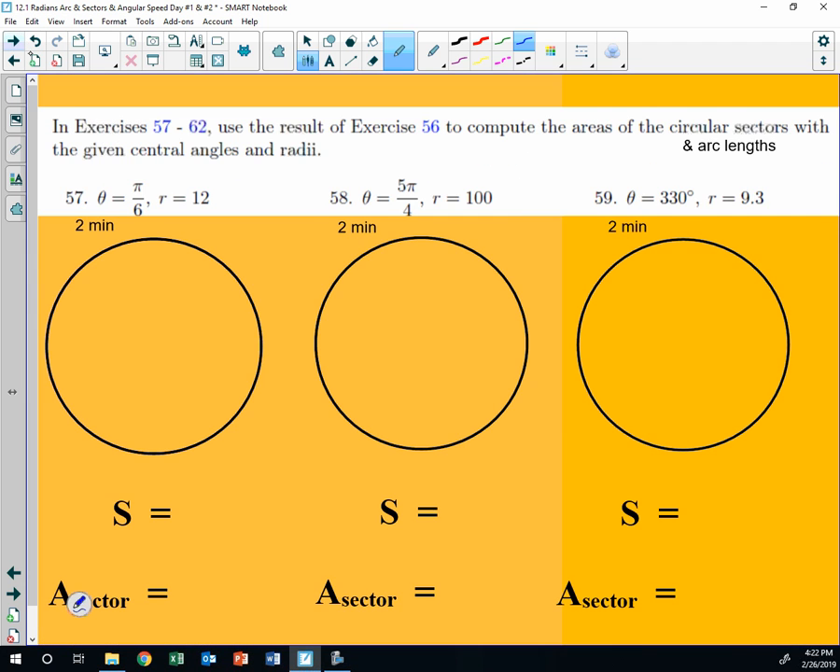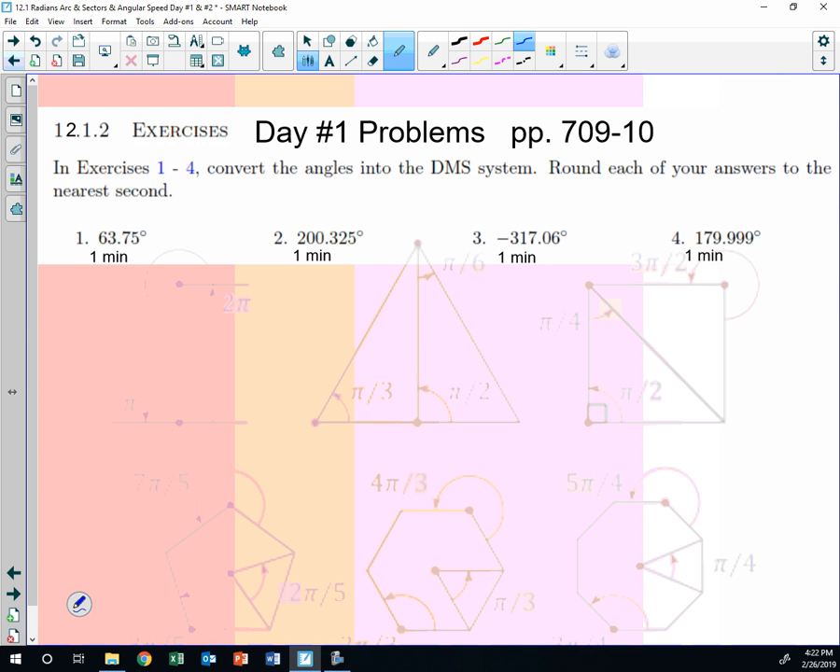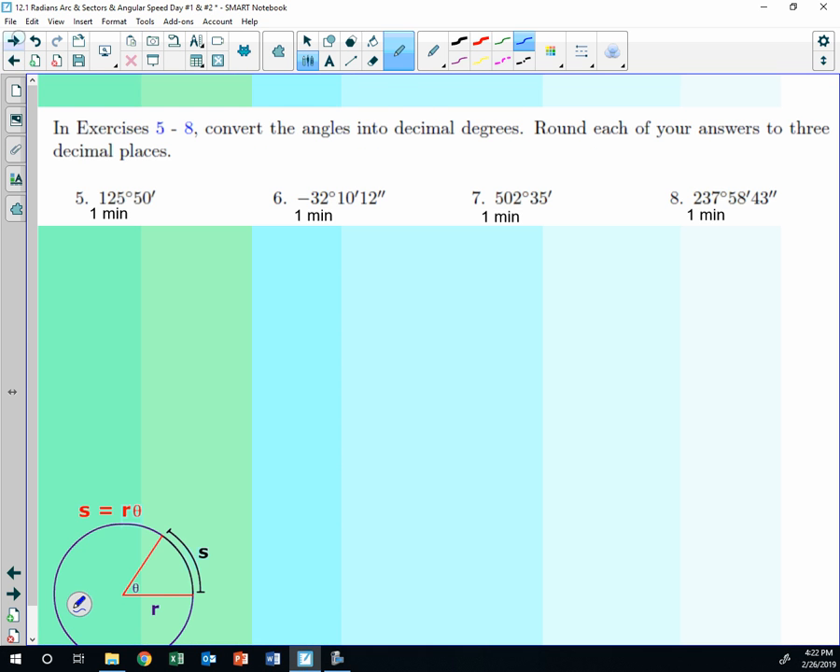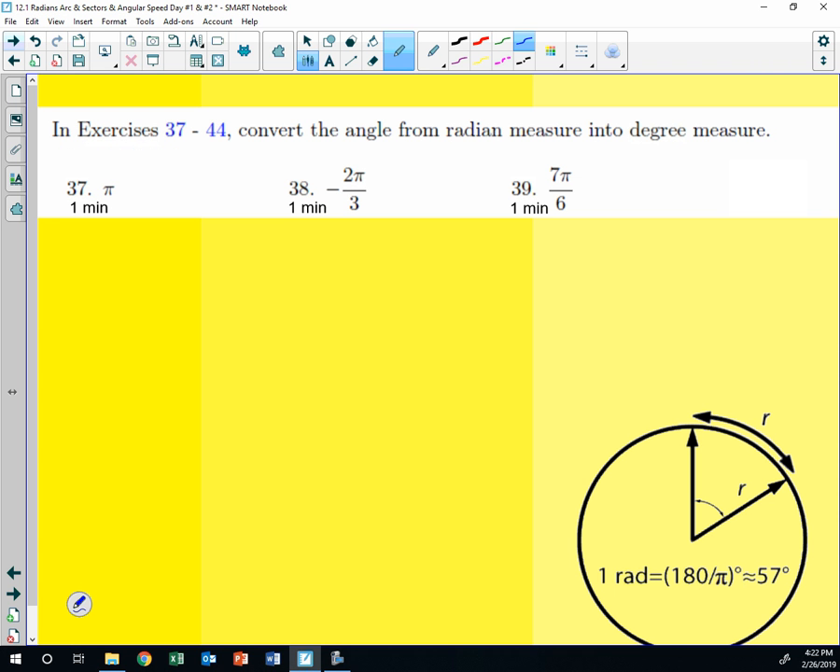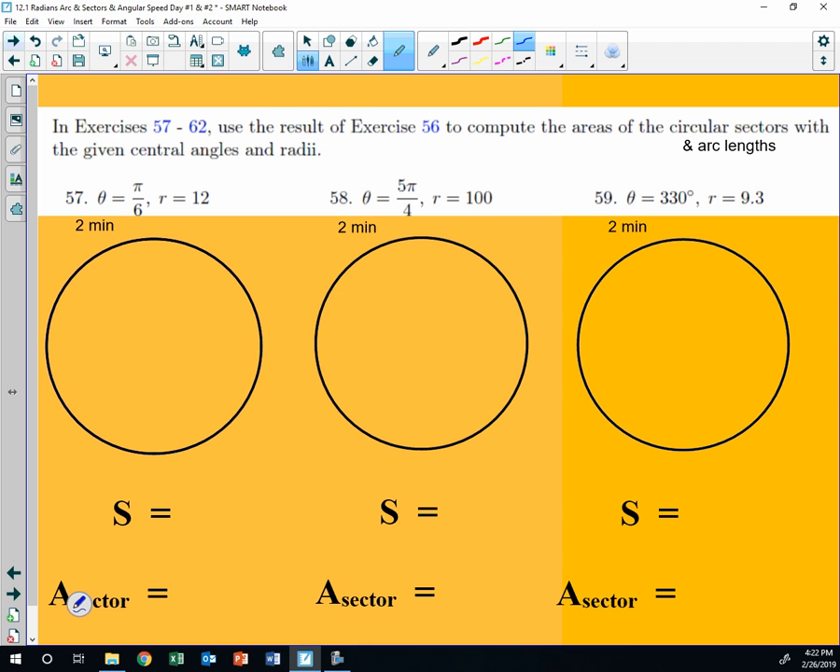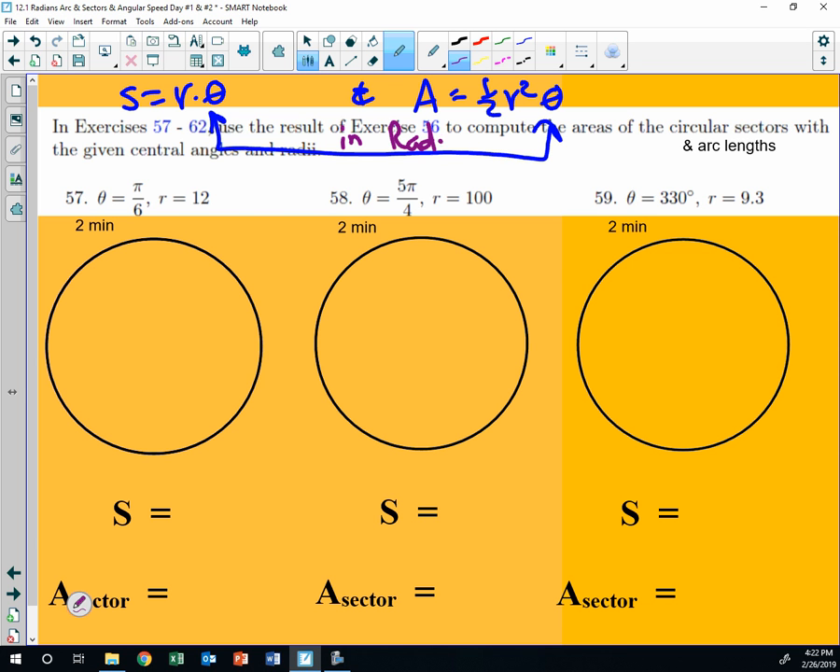When you do the homework, check out these are just some calculator conversions to degrees, minutes, and seconds, changing back into decimal. Here's converting these radians into degrees, that's good. And then here's the most important part, you have S equal to R times theta, and you have A equal to 1/2 r squared theta. Make sure that these are in what? Radians. Yes. And then you'll be fine. You can find those easily enough.